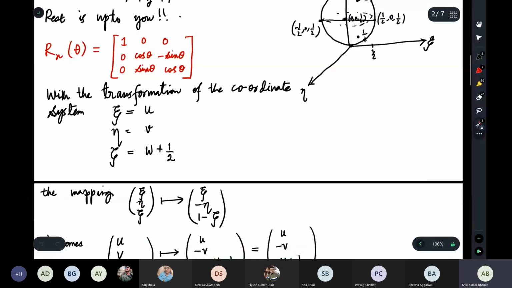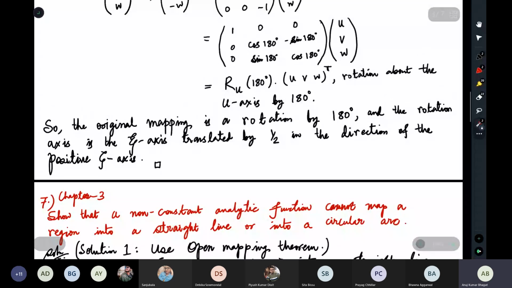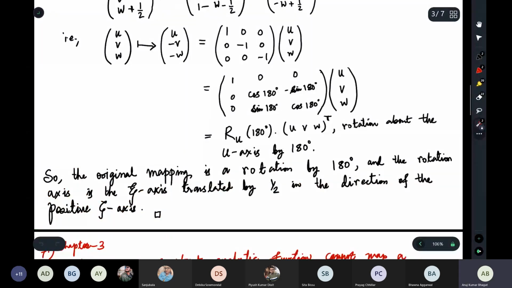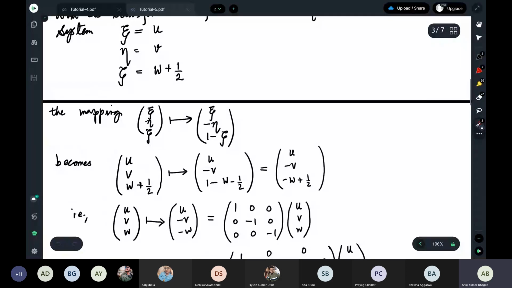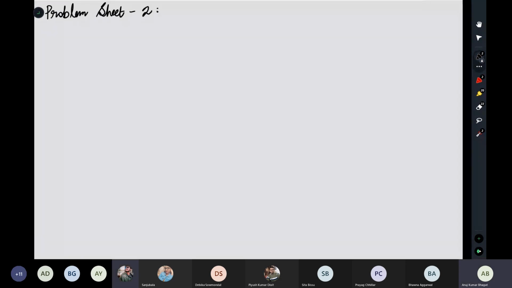Let's go to problem sheet 2 then. Okay, then I'll clear it out. So problem. My screen is visible, right? Yes, sir. Yes, sir. Yes, sir.